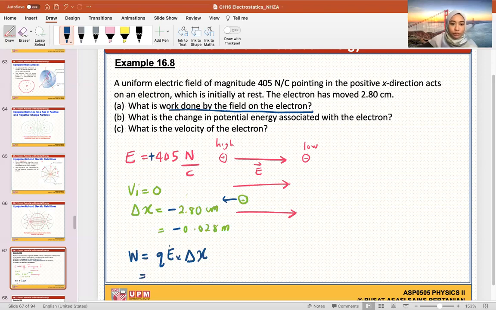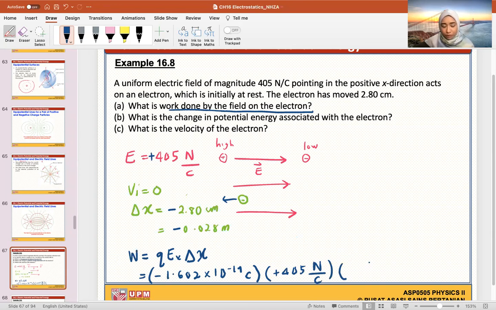Okay, so our Q is an electron, so it's a minus, right? 1.602 times 10 to the minus 19 C. So that is a minus. Remember, work done is positive QEx delta x, whereas for delta PE it is a negative. Okay, reversed. So Ex, we know the value is to the right, so that's a positive 405 newton per coulomb. And then I have my displacement, which is to the left, it's a vector and it has direction, 0.028 meter.